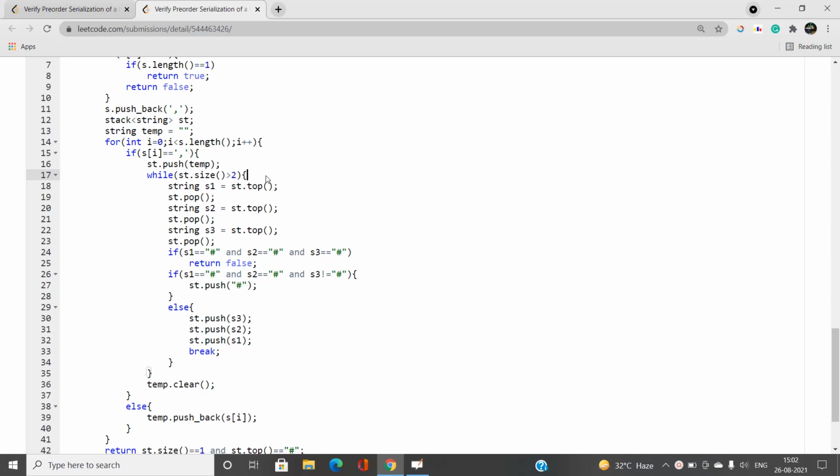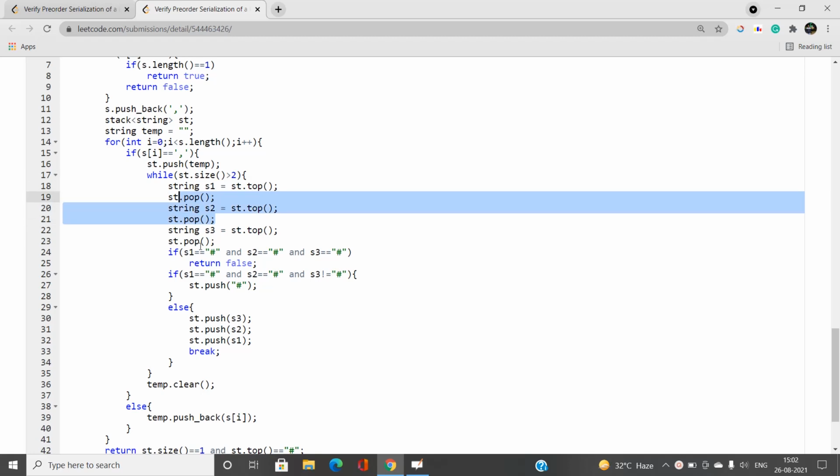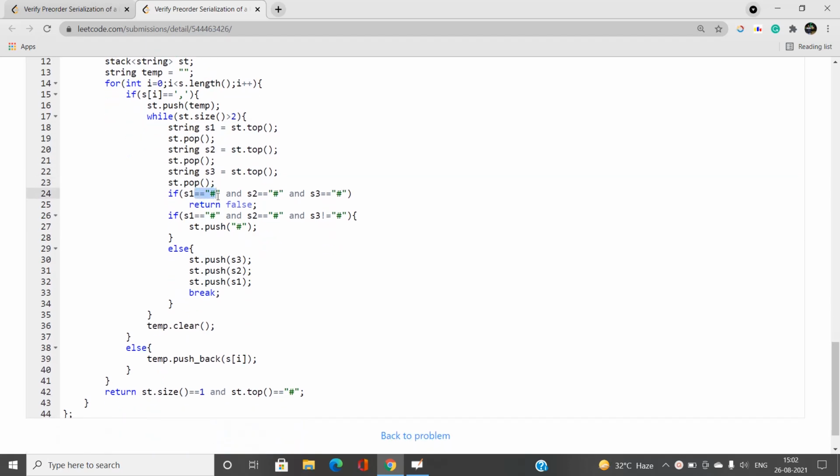Like the topmost element of the stack must be hash, the second topmost element must also be hash, and the third topmost element must be an integer. Okay, so this S1, S2 and S3 is going to store the same. Now check if it is a hash, and again a hash, the first topmost element, second topmost element, and if the third topmost element also comes out to be hash, it means that this is not a possible orientation. At that position we are going to return false, that is, it is not possible to move further.